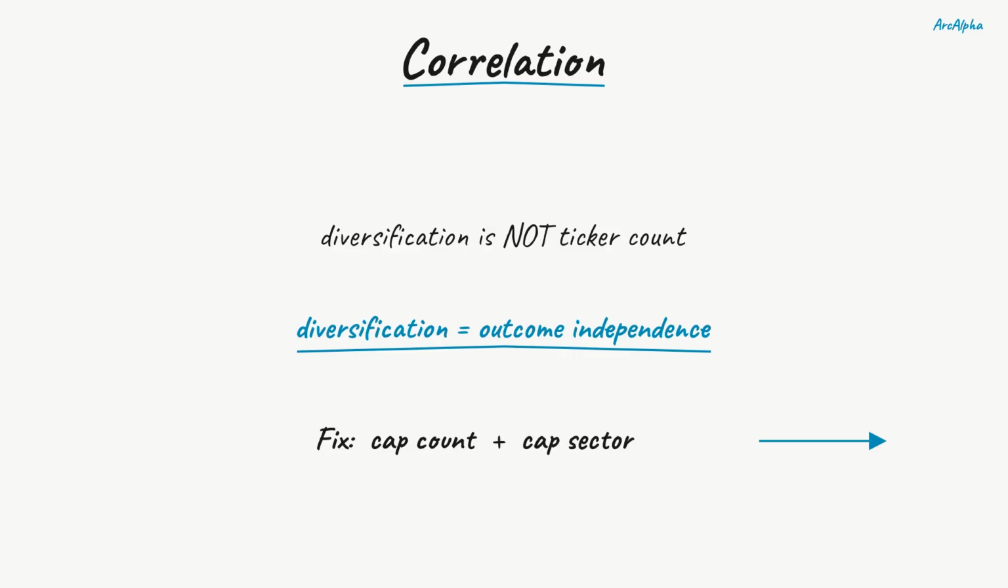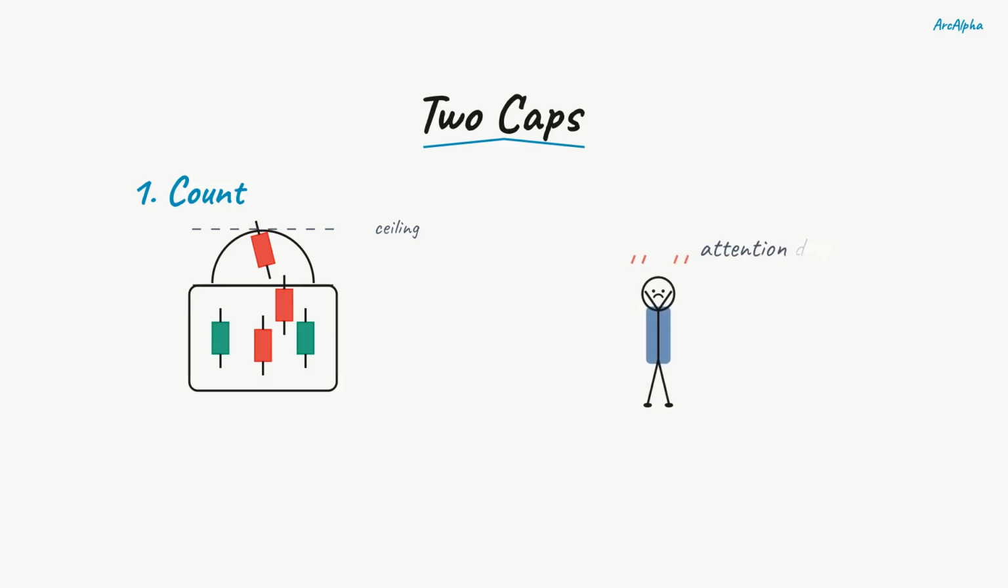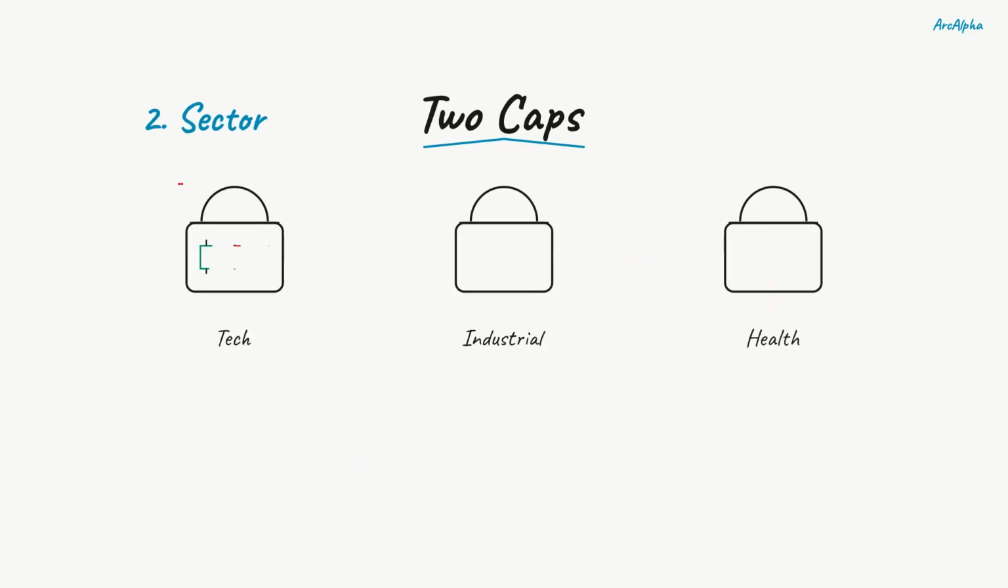Heat doesn't see how many positions at once and how much in any one sector. 2 caps follow naturally from the correlation problem. First, a cap on the total number of concurrent positions, a ceiling on how many open trades you're willing to manage at once. The reason is human, not mathematical. Past a certain point, you can't watch every chart, you can't track every stop, and the quality of your attention on each trade drops. Second, a cap on any single sector's weight.